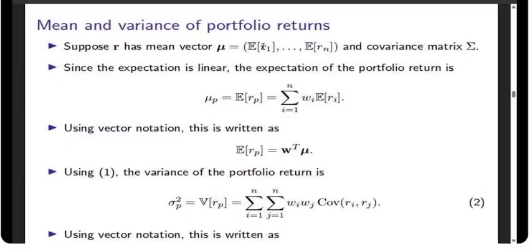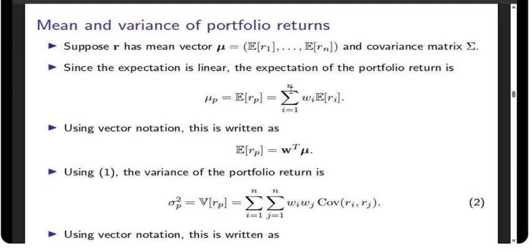Now, the moment the mean vector exists, the covariance also exists. With the covariance, we measure how the assets move together or how they move apart. Now this is the mean of the portfolio in a scalar form. This is the mean of the portfolio in a matrix form.